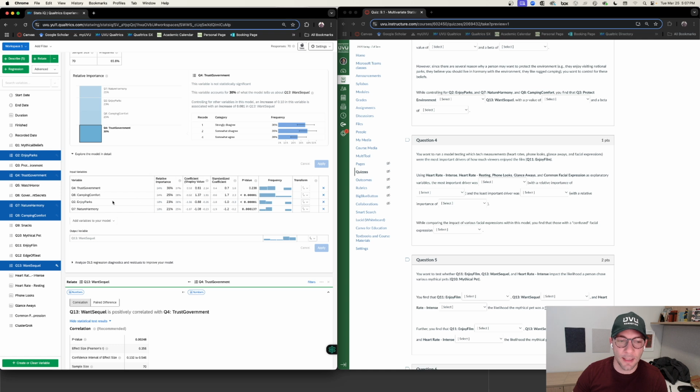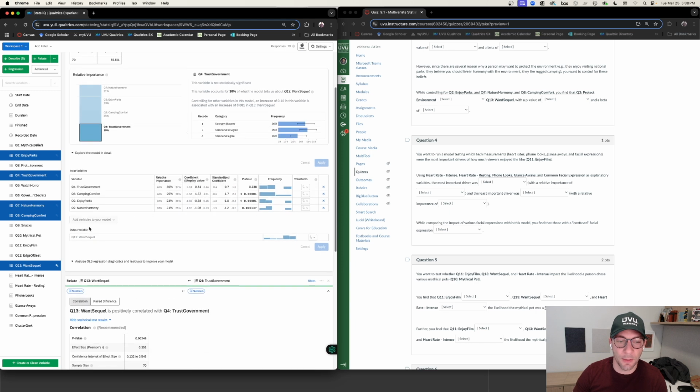So what I'd say is, okay, camping comfort, while we're controlling for these other variables, Q4, Q2, and Q7, looks like camping comfort significantly predicts how much they want to see a sequel, and it's a positive relationship. So the more they're comfortable with camping, the more they want to see a sequel. Okay, these ones though are negative, especially while controlling for these other ones.